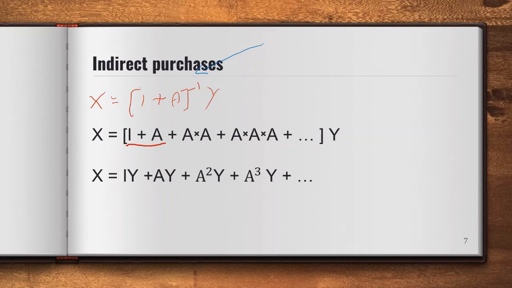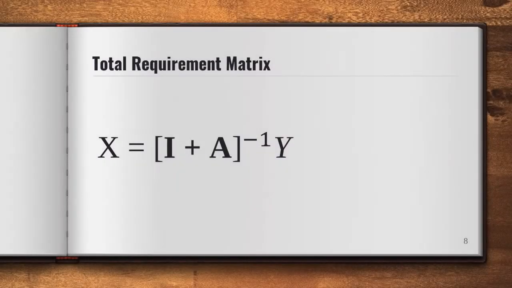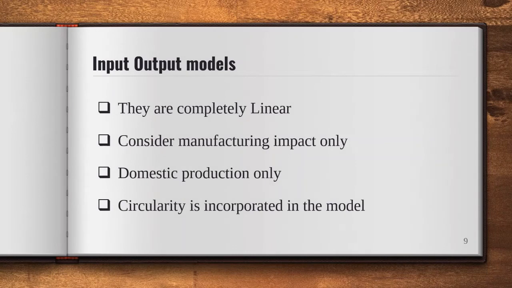Great, so I hope that you just got what this means, and let's move forward and try to do an example of how it really works. And this is the total requirement matrix that we just talked about, and this is the input and output models.